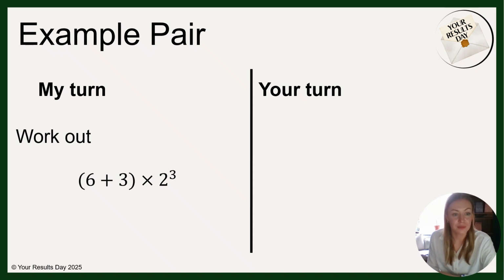So starting at the beginning, have we got brackets? Yes, we have, so we'll deal with that first. 6 add 3 is 9. Have we got any indices? Yes, we have. 2 to the power of 3 is 8. Now, if you're not sure about indices, my previous video that I published was on indices and roots. So if you don't know how to work those out yourself, it's a good idea to go back and watch that video. 2 to the power of 3 just means 2 times 2 times 2. I'm doing it 3 times. There would be 3 2's being multiplied together. So that's 8. And then the operation in between these two things is to multiply. 9 times 8 is 72.